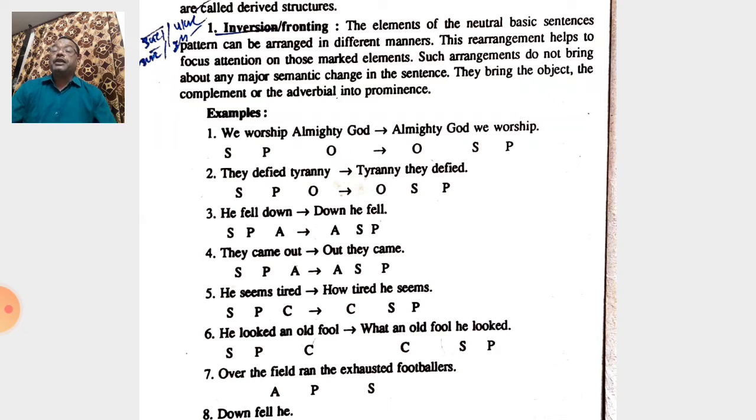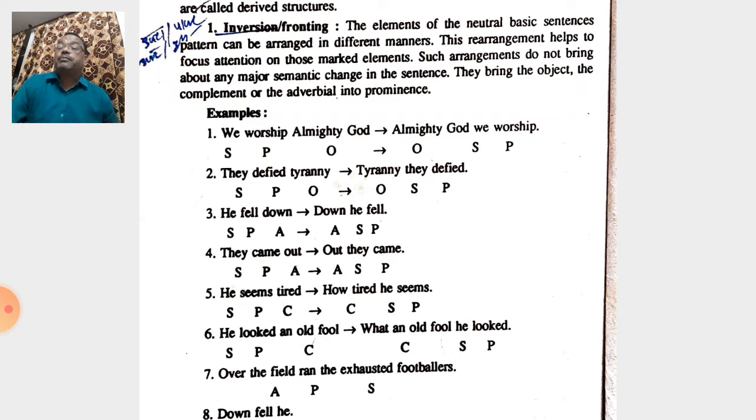But the order is changed. Here the first sentence is subject, predicate, object. For example, I write a letter. Then, a letter I write. Is there a change in the meaning? No. But here the object, a letter, comes first. That is inversion, or fronting, meaning a letter is brought to the front, or here God is brought to the beginning of the sentence: God we worship.